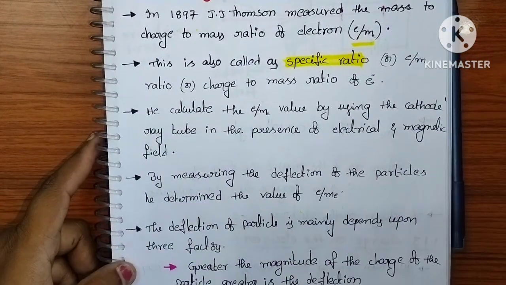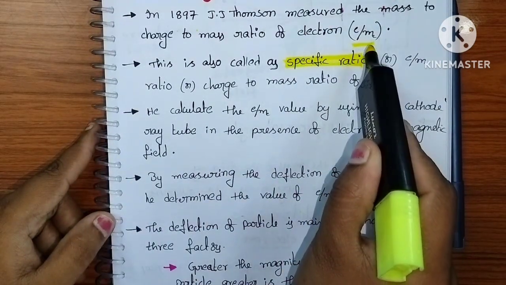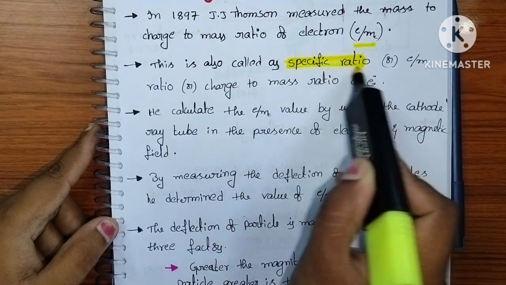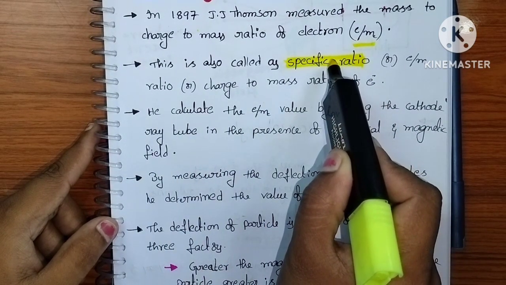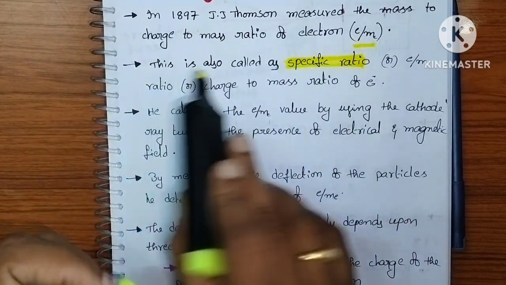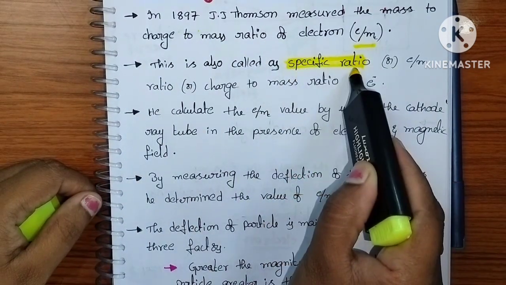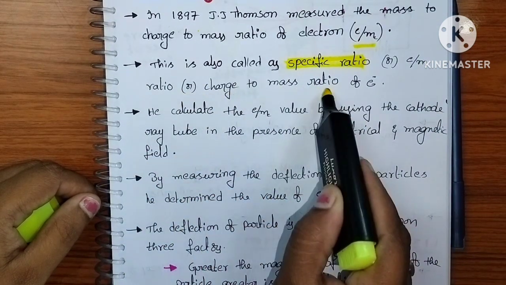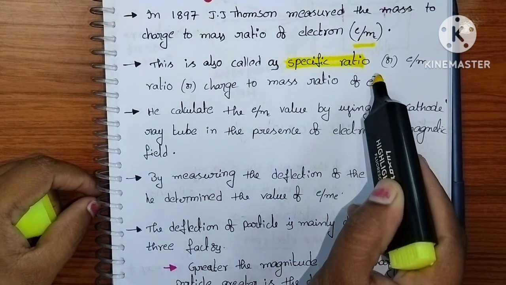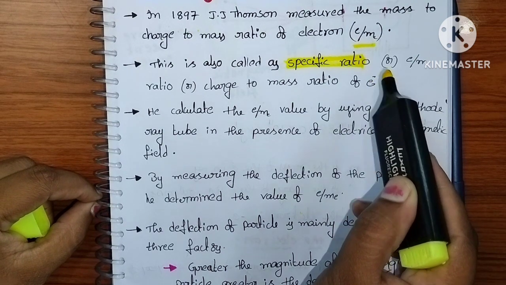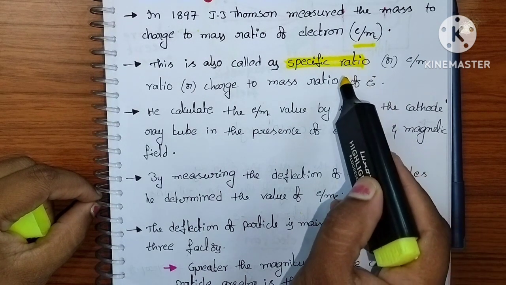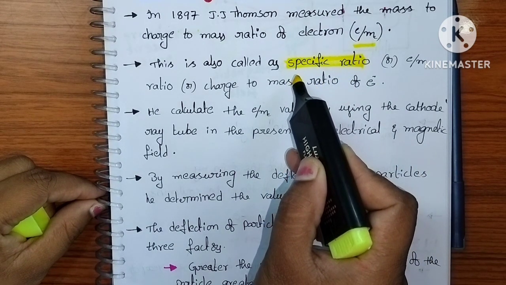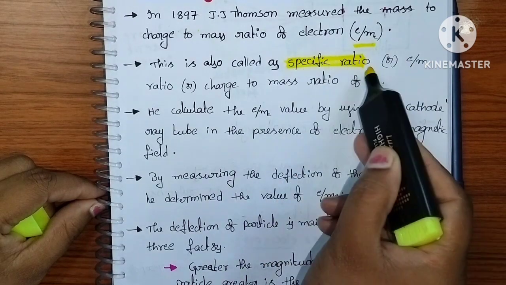The e by m value is also called the specific ratio. That means the charge to mass ratio of electron is also called the specific ratio or e by m ratio. This is one of the important points, and it may be asked in your competitive exams. What is the another name of the charge to mass ratio of electron? That is the specific ratio.